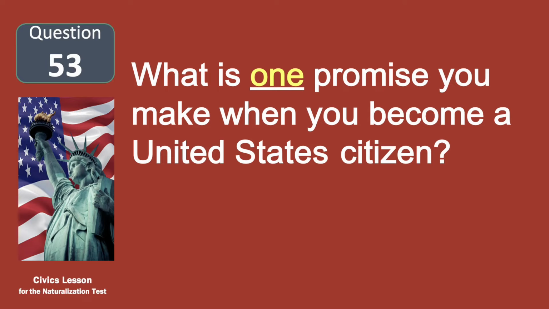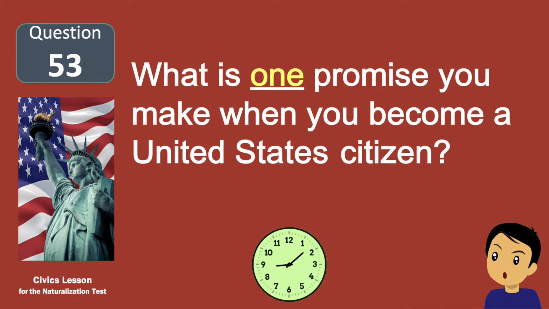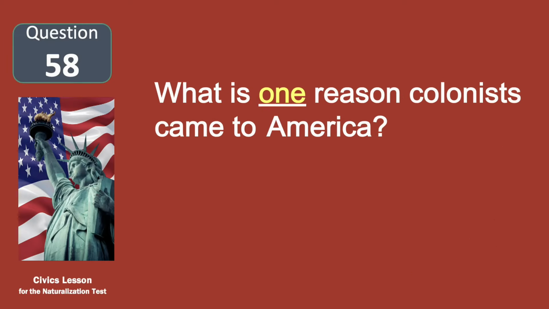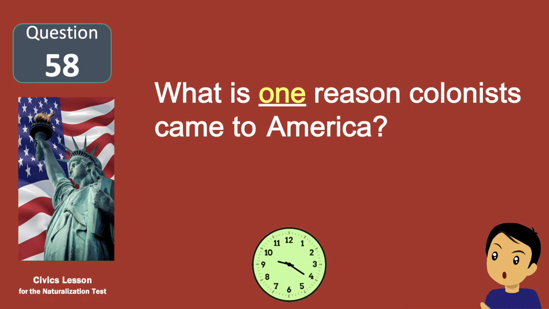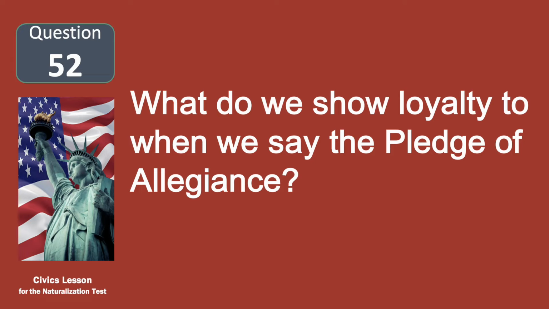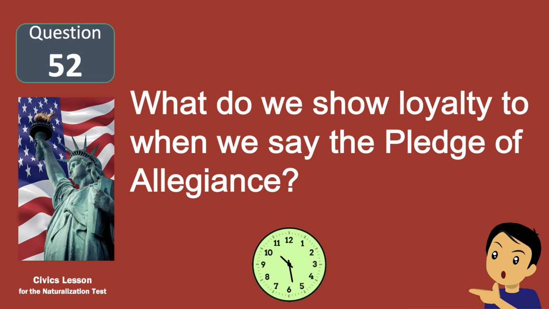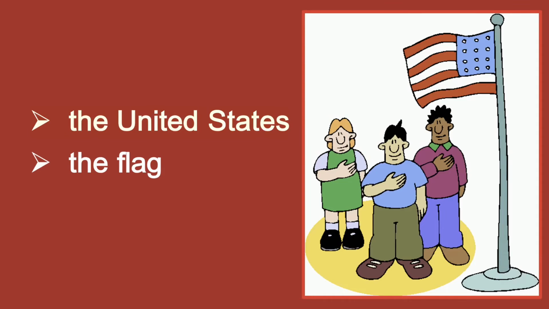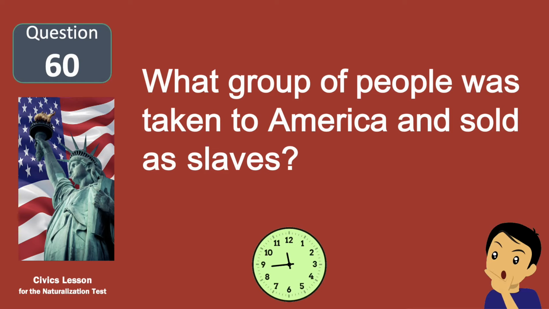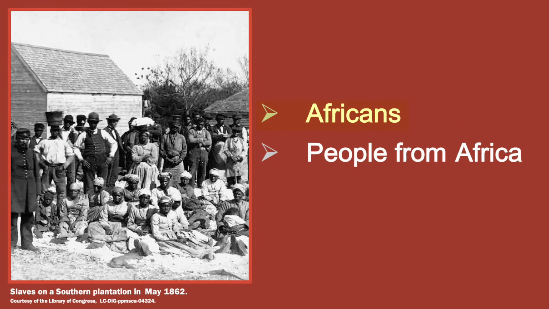What is one promise you make when you become a United States citizen? Obey the laws of the United States. What is one reason colonists came to America? For freedom. What do we show loyalty to when we say the Pledge of Allegiance? The United States. What group of people was taken to America and sold as slaves? Africans.